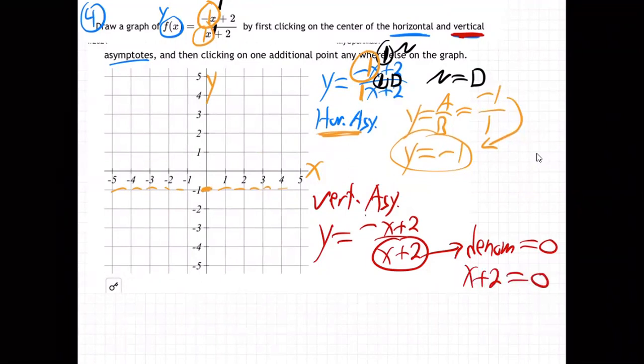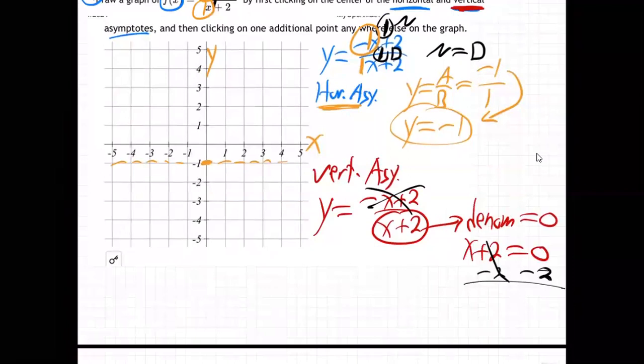So what about the top? Ignore it. It has nothing to do with the top. Subtract 2 from both sides. It cancels out. So x is negative 2. So that means right here, hitting the x-axis at negative 2, there's the vertical. So here's the vertical.